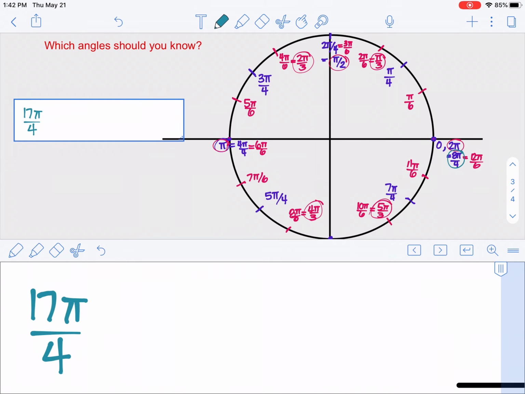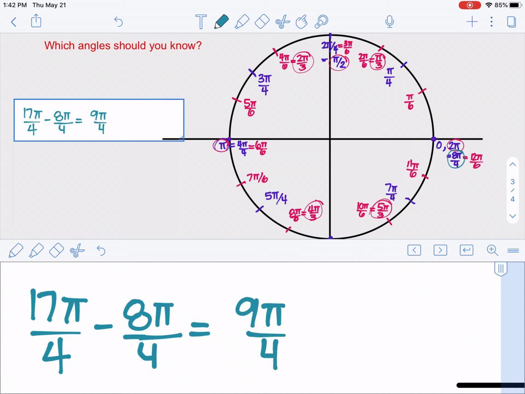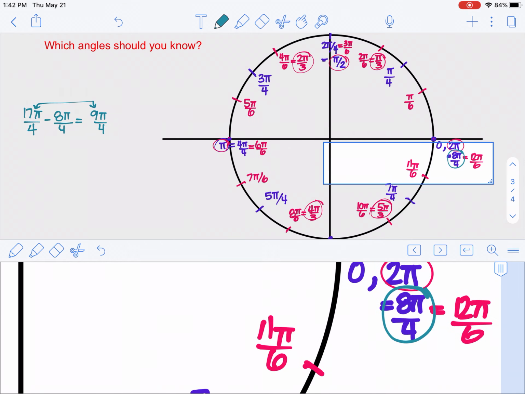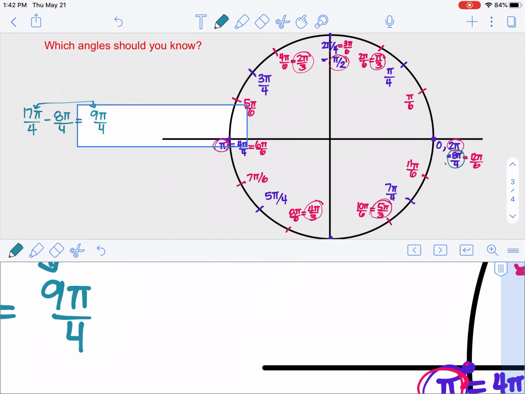And so I'm going to just subtract off 8 pi over 4 because that basically puts me in the same starting spot as I would anyway. And so this would be 9 pi over 4. So these two are exactly the same angle. Well, 9 pi over 4 is still bigger than my 8 pi over 4. And so if I subtract off 8 pi over 4 again, I'm saying I just went all the way around the circle. I'm at the same starting point.